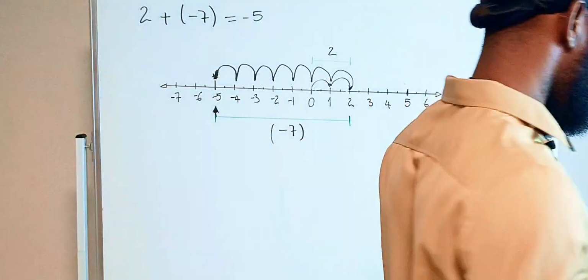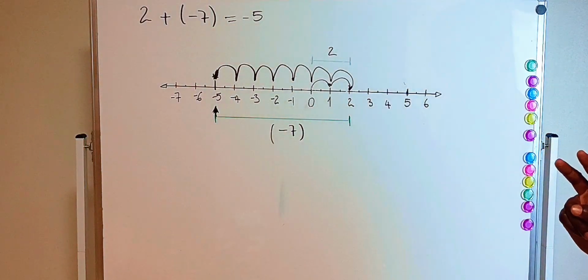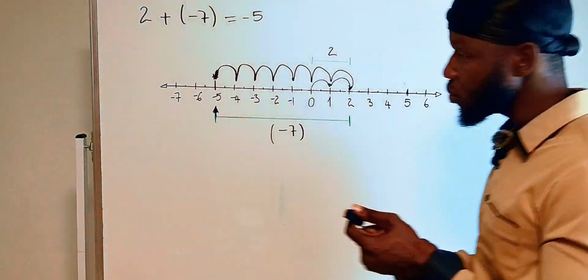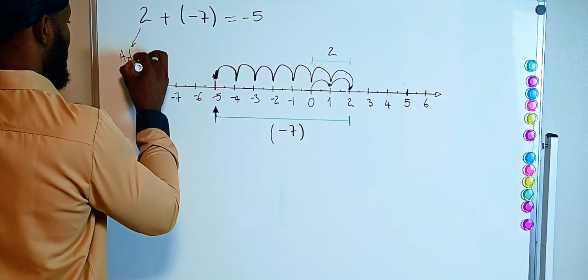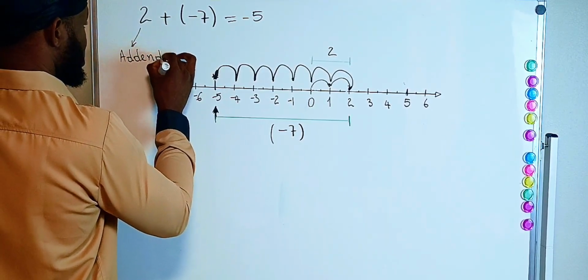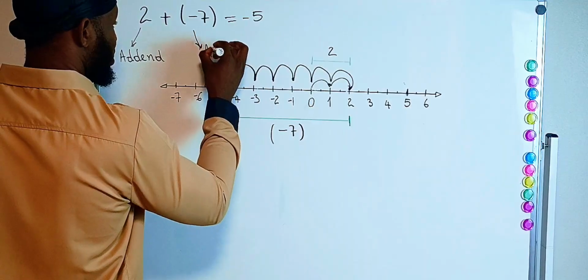So right now what we can see is we have two numbers to add. We call them addends, addend, addend.